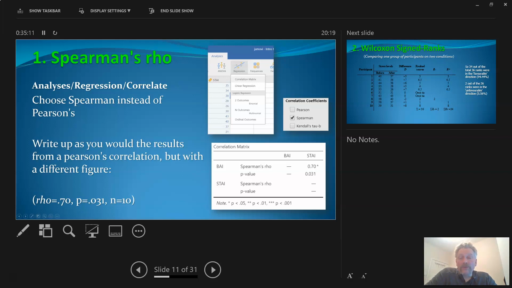So all we would do here is go back and then restate what we found in our study with the statistical evidence underneath here. Again, indicating our correlation was 0.7, our p-value was 0.31, and that we had 10 participants take part in the study.